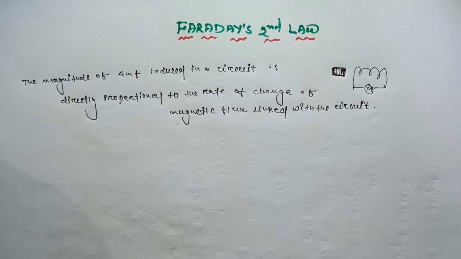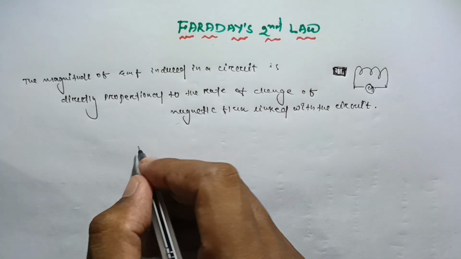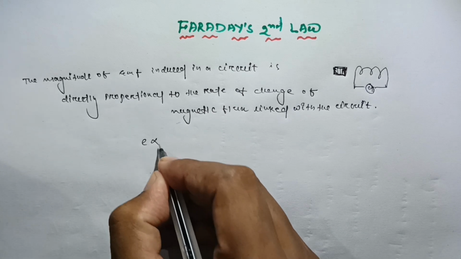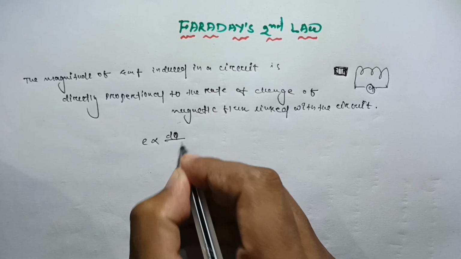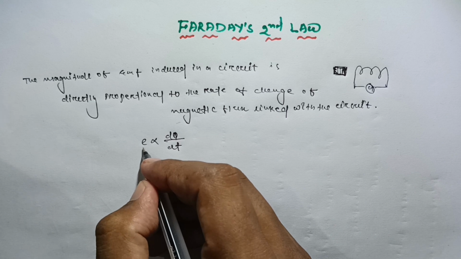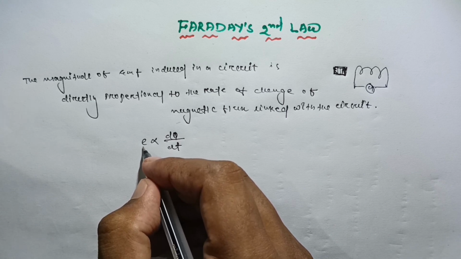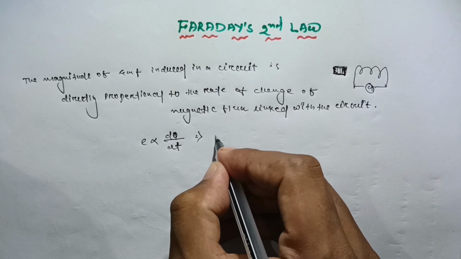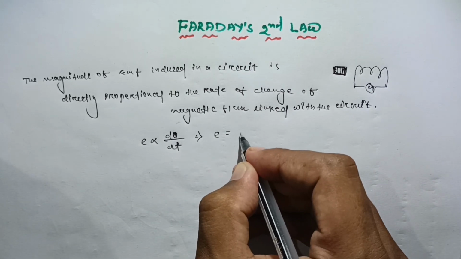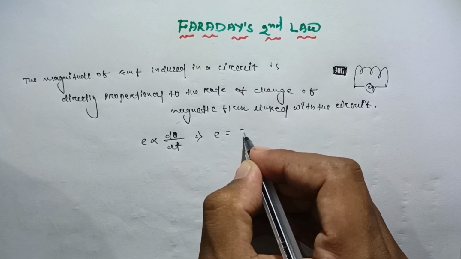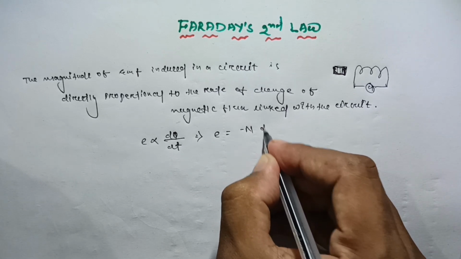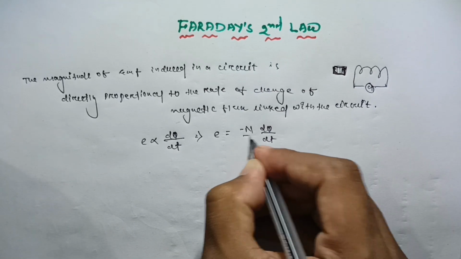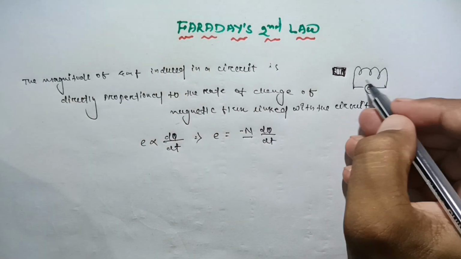So it states that the EMF is directly proportional to the rate of change of magnetic flux. So mathematically, it is represented as E is directly proportional to d phi by dt, right, where E represents EMF. We can write E equal to minus N d phi by dt, where N represents the number of turns in the coil, right?